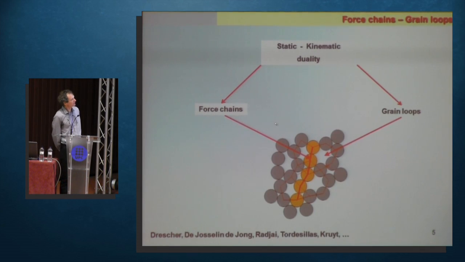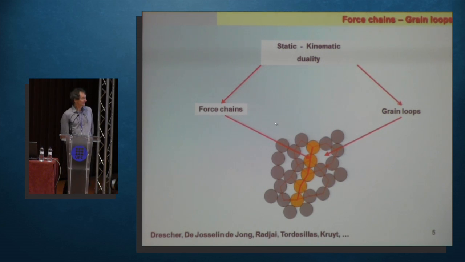So if we go down to the micro scale, we can observe this kind of patterns. We have a set of grains, a set of contacting grains, and in yellow we have what we call force chains. I think that most of you are quite familiar with this notion. Force chains is an assembly of contacting grains, transmitting high forces. This is a well-known notion introduced by Drescher, de Josselin de Jong, and of course by Radjai, mostly discussed by Radjai, and after by Tordesillas, Kruyt, and so on.